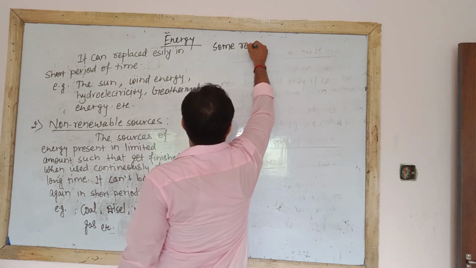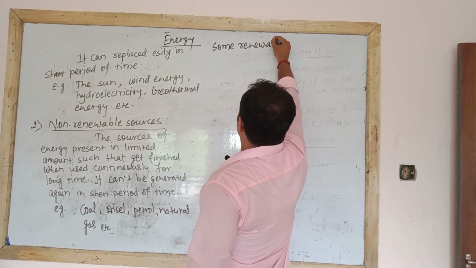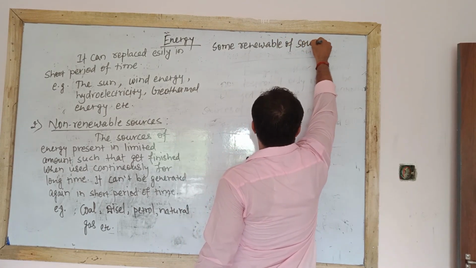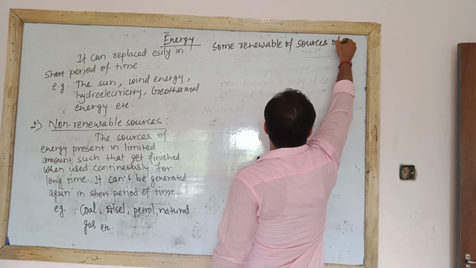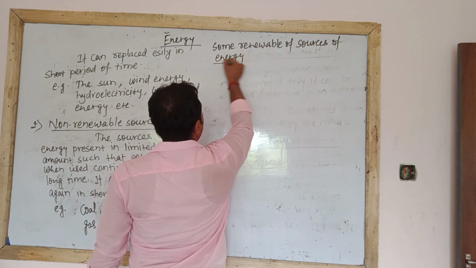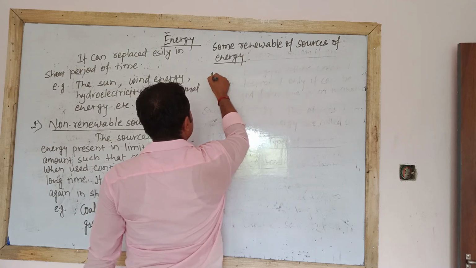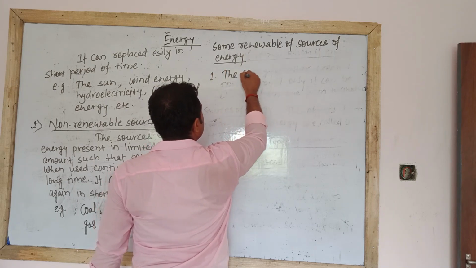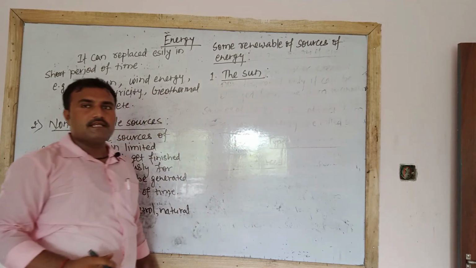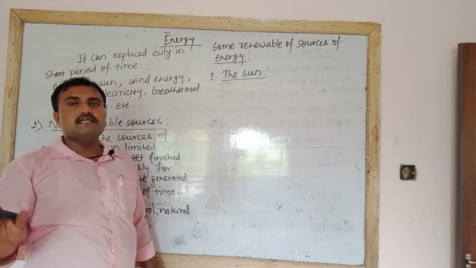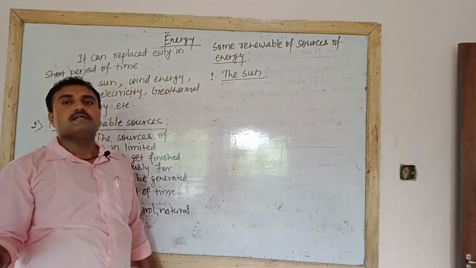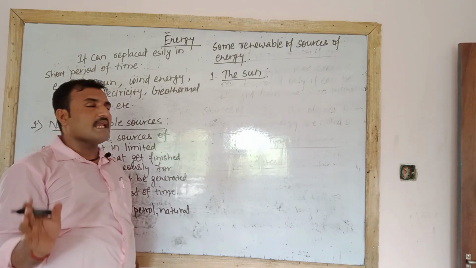Some renewable sources of energy. At first, the sun, or also we can write solar energy. The sun is a main source of energy on the earth's surface. It gives us heat and light.